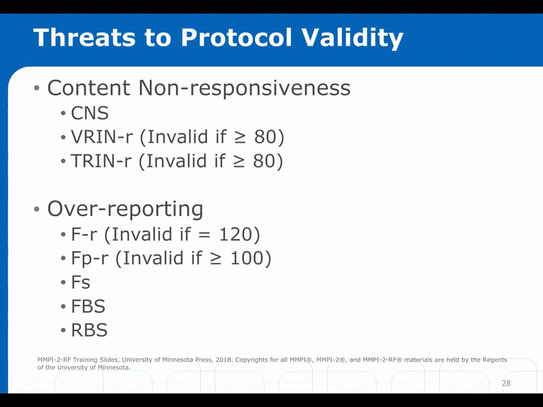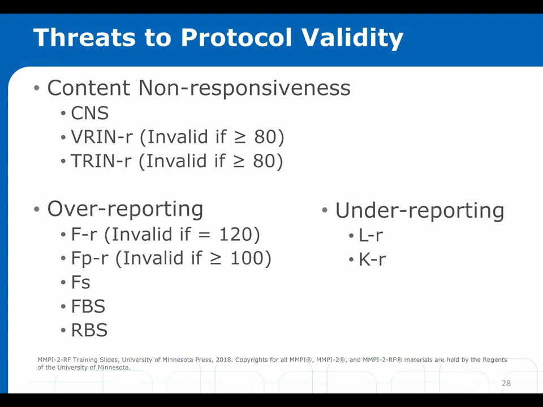The next major area of validity scale interpretation are the over-reporting scales. In these scales, we invalidate a profile only if F is greater than or equal to 120, or FP is greater than or equal to 100. For FS, FBS, and RBS, again, those are the measures of over-reporting of somatic and cognitive problems. So when they're elevated at extreme levels, they only potentially invalidate the somatic and cognitive substantive scales.